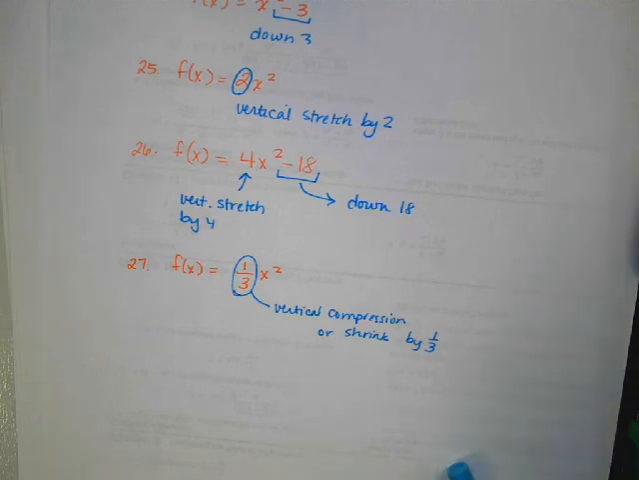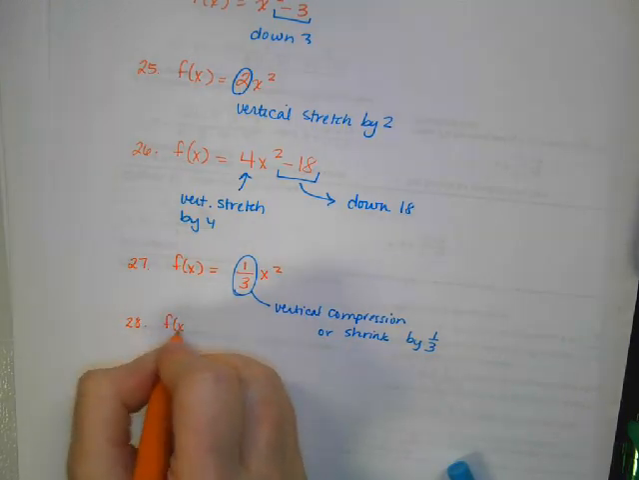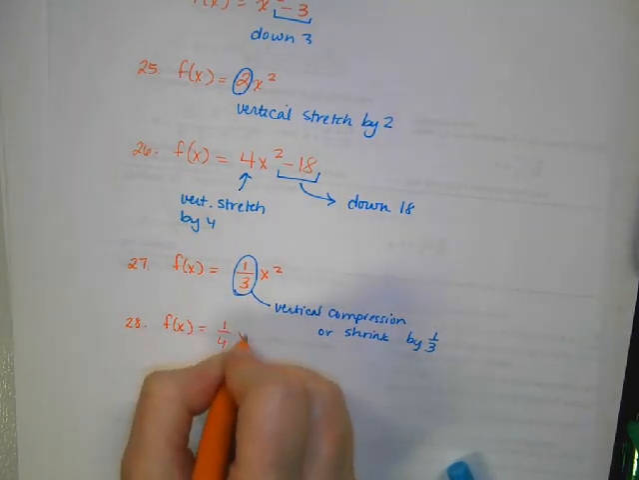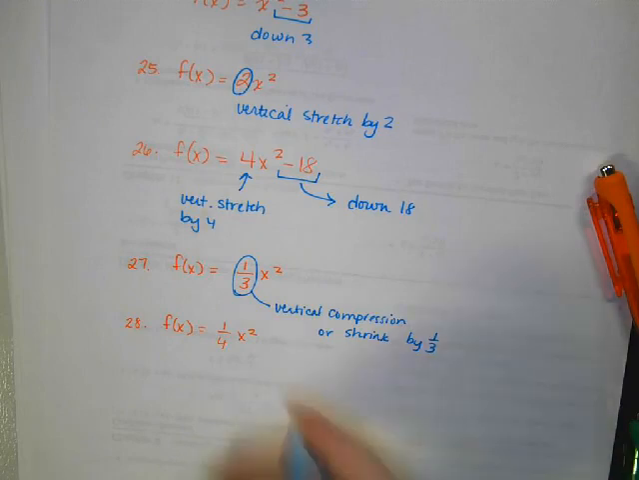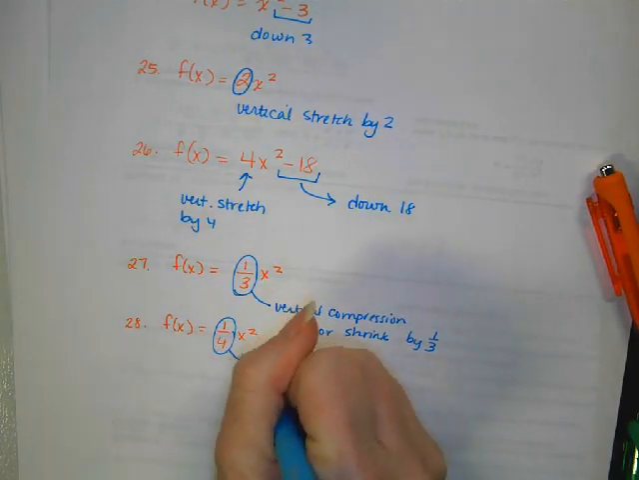If you had a table of data values, you would take all of your y values and multiply them by 1/3. 28 is f of x equals 1/4 x squared. So again, the only thing different than the original function is that 1/4, which again is a vertical compression.